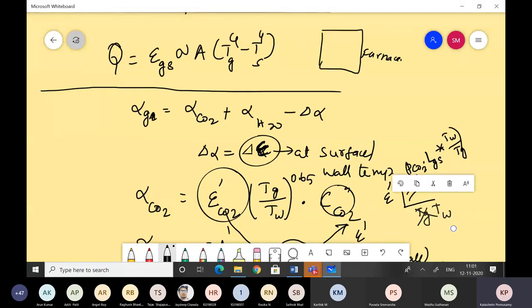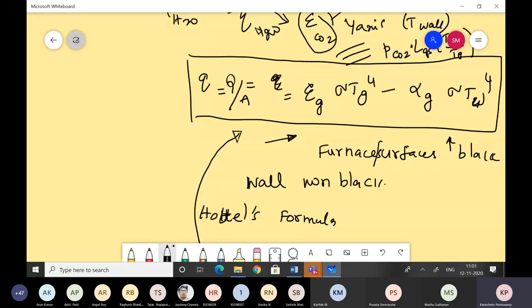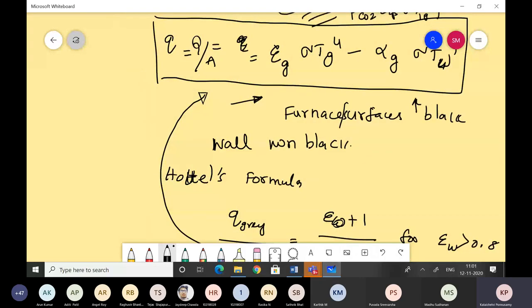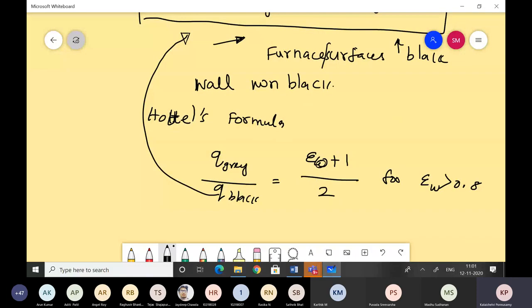Now shall we do one problem on this? One more thing: this equation is applicable as long as your furnace wall is a perfect black surface. In case you have a non-black surface, then you have to use Hottel's formula, no other way of doing it. You know how to calculate this Q black using the earlier equation, which you multiply by the emissivity of wall plus 1 divided by 2, and this is applicable as long as the emissivity of wall is greater than 0.8.